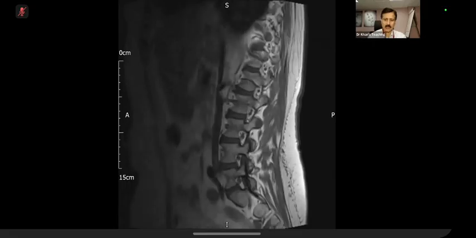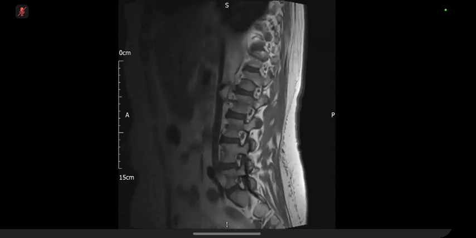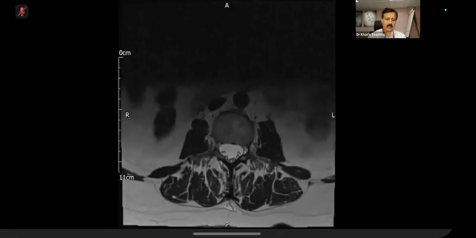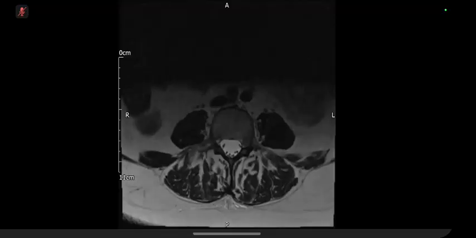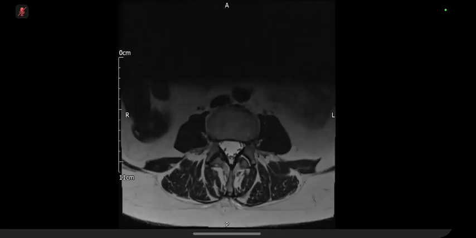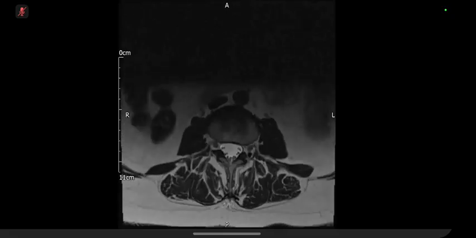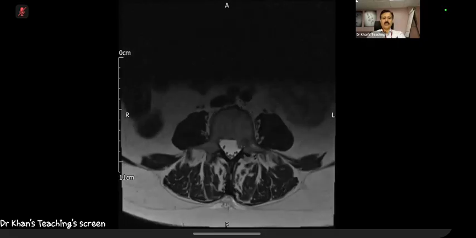Are you sure it's a sequestered disc? Can you go to the axial? Yes. Sorry. I'll look at all the sequences available. You see, the morphology of the previous lesion was different. This is different. I think I was going the opposite direction. So here is the lesion, right?